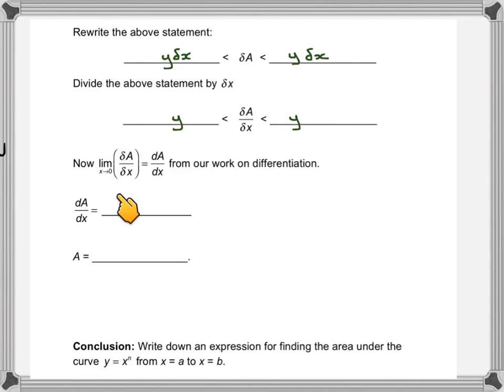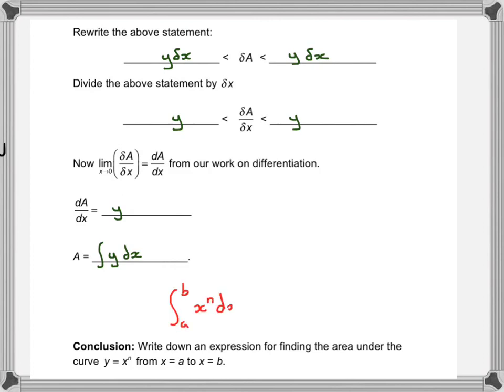Now from differentiation you need to know this. There's a slight mistake there, it should be delta x goes to 0. The limit as delta x goes to 0 of delta A over delta x will become dA over dx. And the opposite of differentiating is to integrate, so we know that dA by dx is equal to y. This is why the area underneath the curve is represented by integrating the curve.